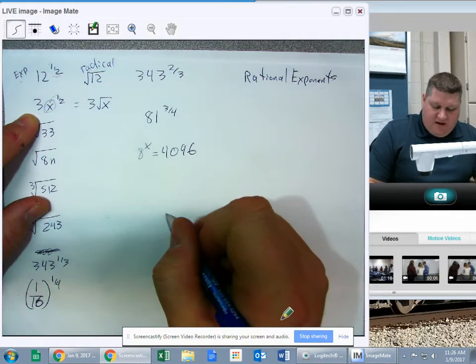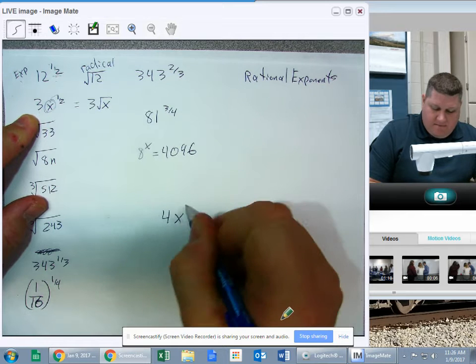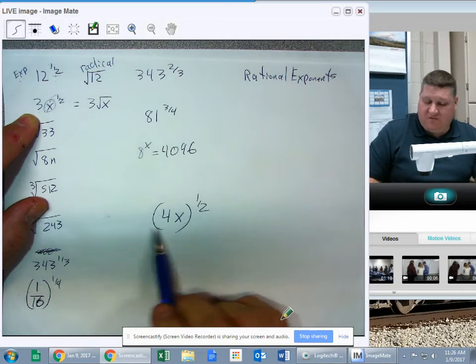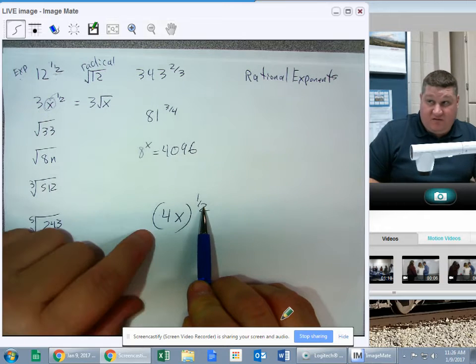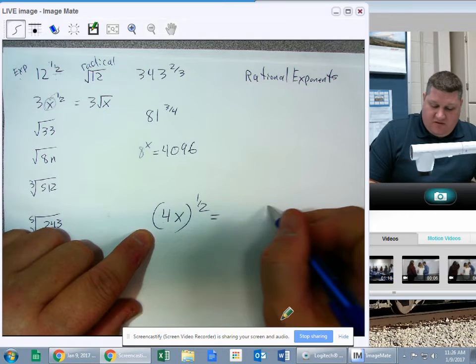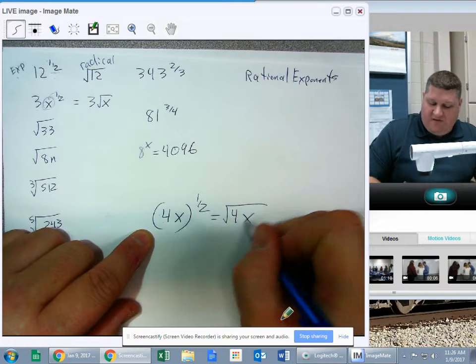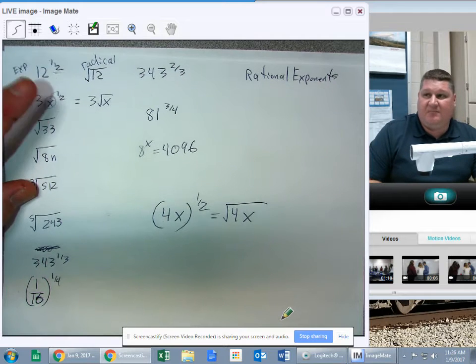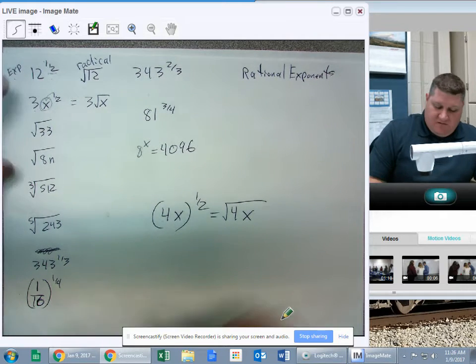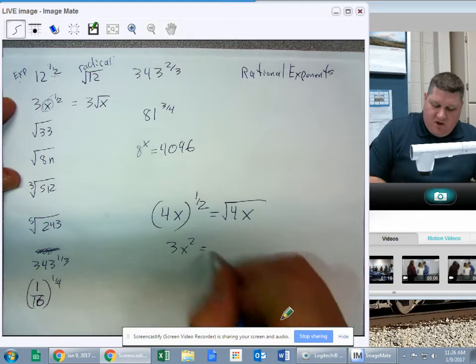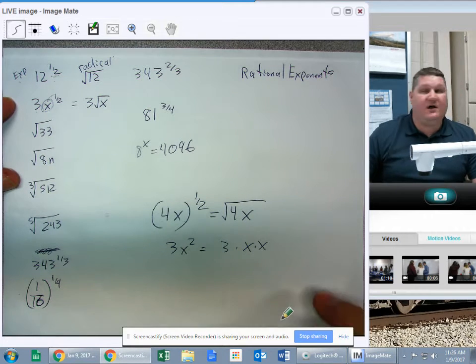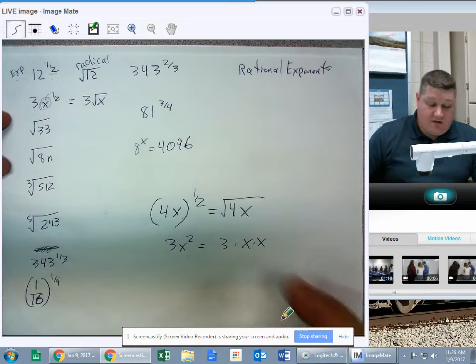If I wanted to affect the 3, I would have to have something like this where it's 4x in parentheses to the 1/2. If it's in parentheses, the square root affects everything, not just the x. That's a key component, just like always. Just like when we had 3x squared, you would write it 3 times x times x. The only thing squared was the x.